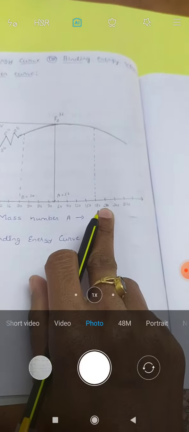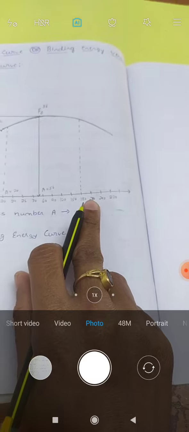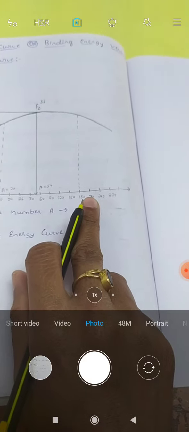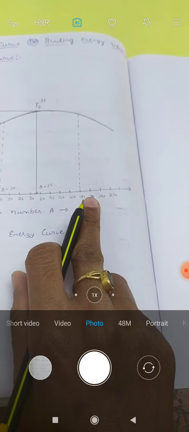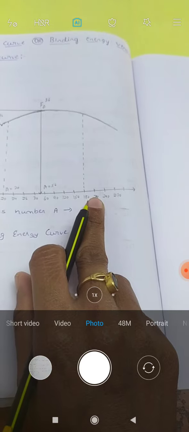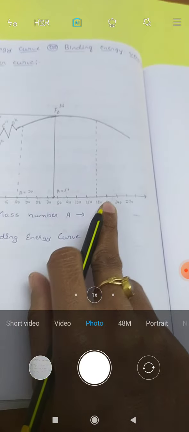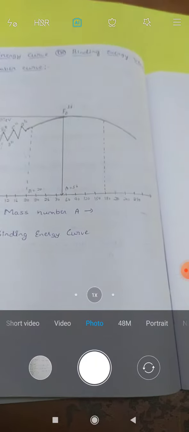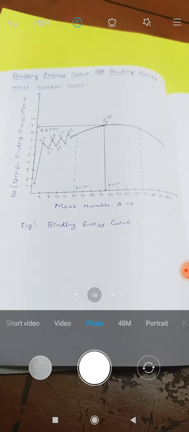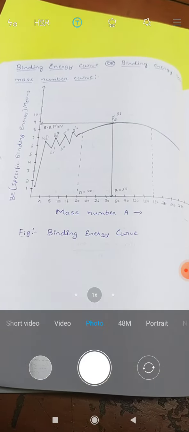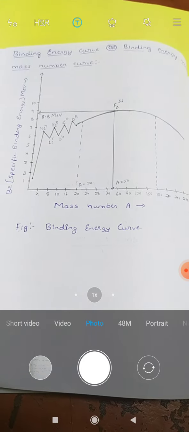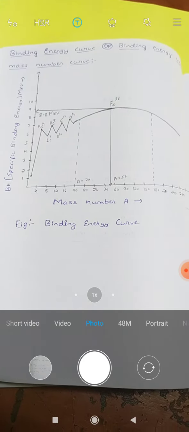For the element uranium 238, beyond the mass number 238, the nuclei of mass number greater than 238 will have even smaller specific binding energy. After the uranium element, the specific binding energy drops and decreases. So it decreases to smaller specific binding energy. This indicates that they are unstable and radioactive.